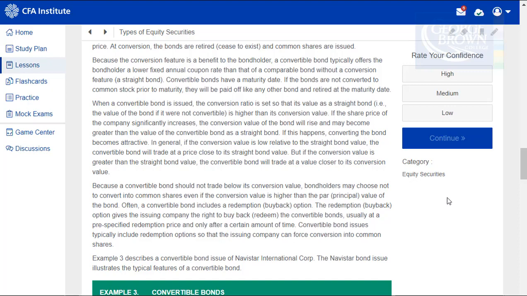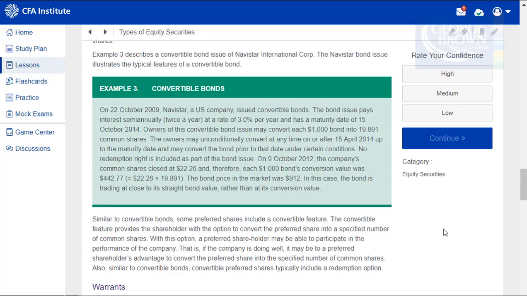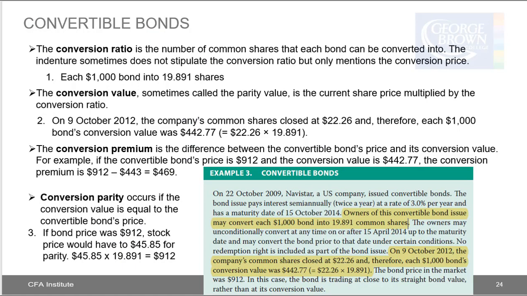Okay, so anyhow, we'll jump through and look at this example number 3 on Navistar, which is a U.S. company, and they issued some convertible bonds in 2009. What I've done on this slide is combine the example of the convertible bond with some of those terms that we looked at to make it a little bit easier to understand for you. Starting with the conversion ratio, it is the number of common shares that each bond can be converted into. The indenture, which is the bond contract that we learned about in the previous chapter, sometimes does not stipulate the conversion ratio, but only mentions the conversion price.